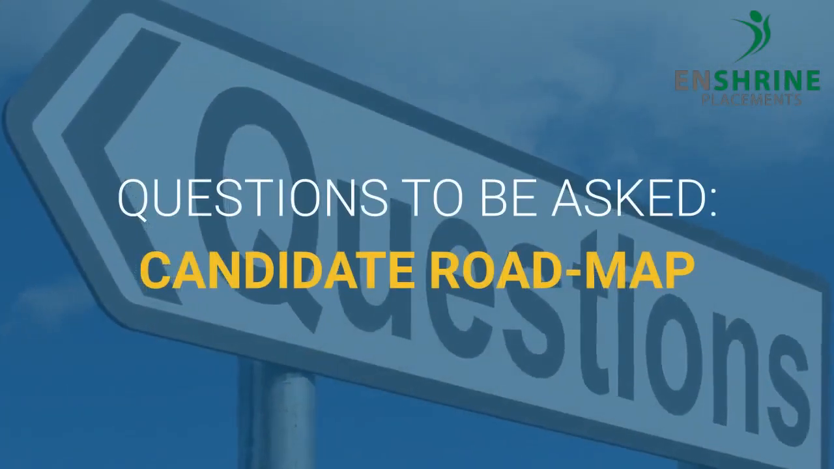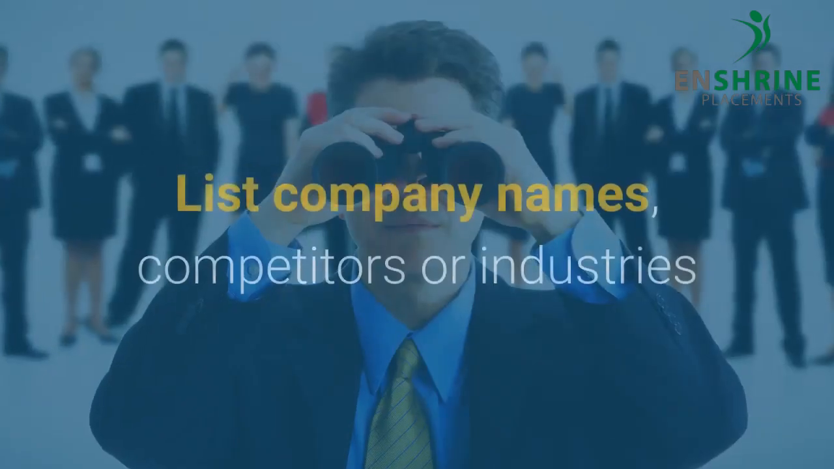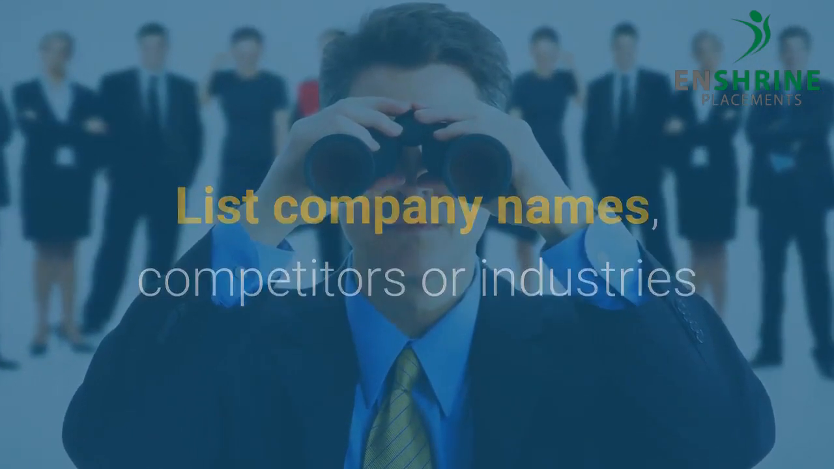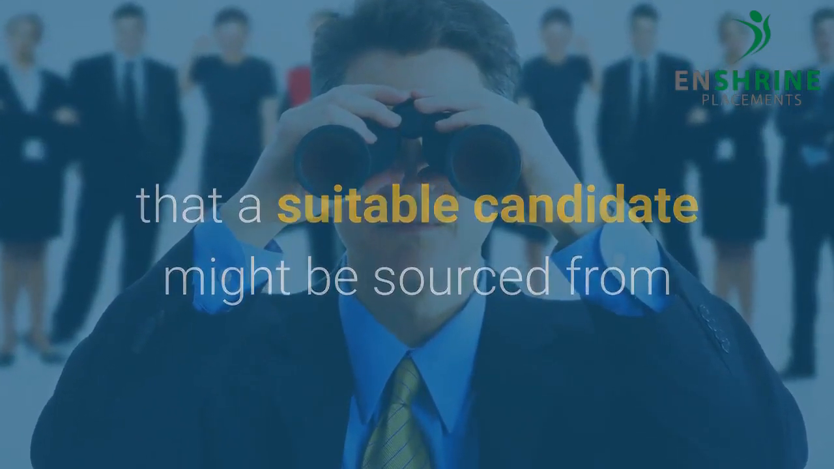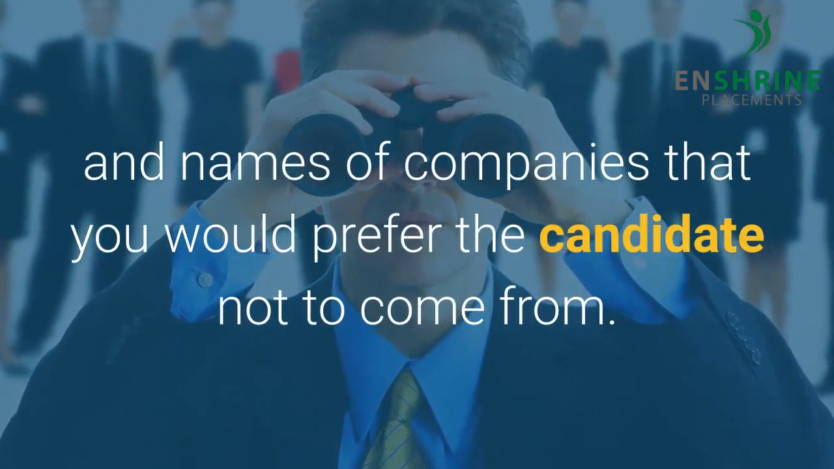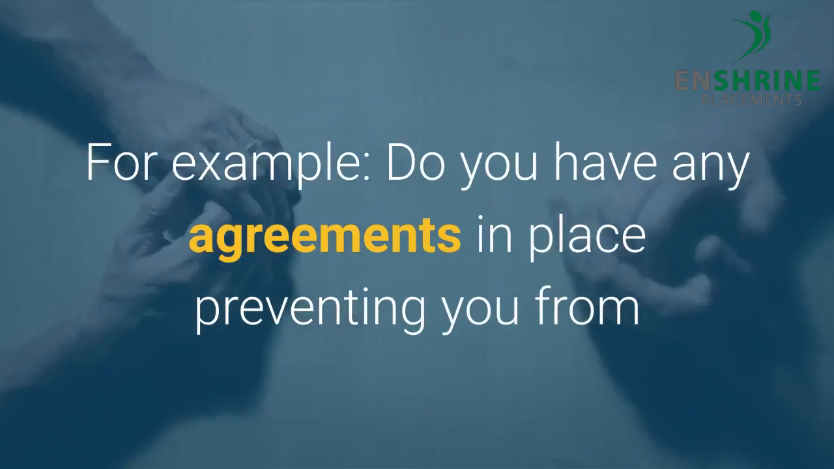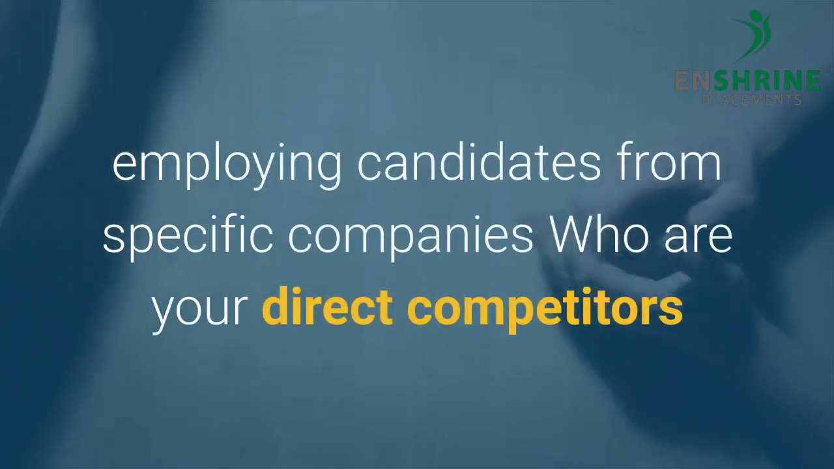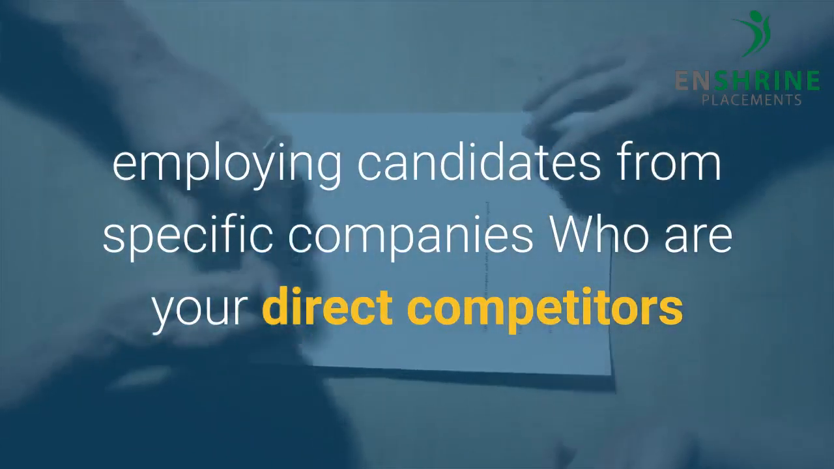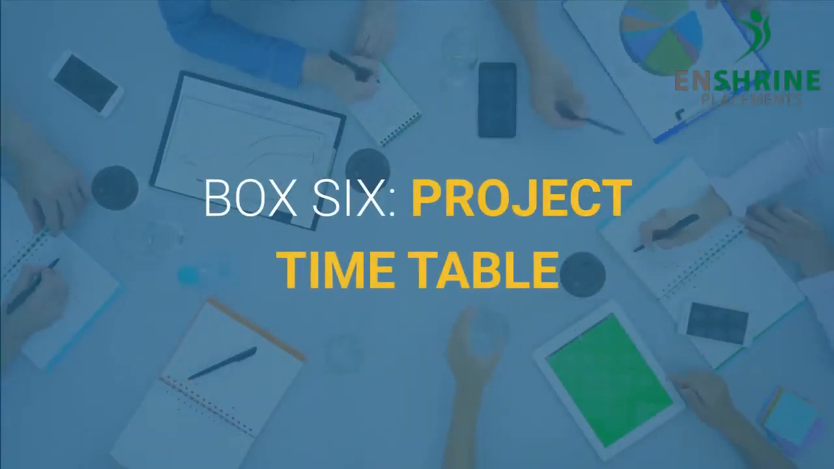Questions to be asked, Candidate Roadmap. List company names, competitors or industries that a suitable candidate might be sourced from and names of companies that you would prefer the candidate not to come from. For example, do you have any agreements in place preventing you from employing candidates from specific companies who are your direct competitors? Box 6, Project Timetable.